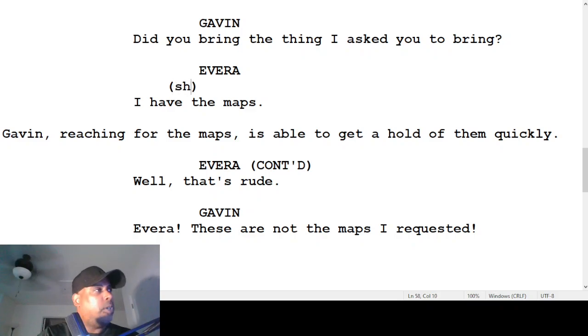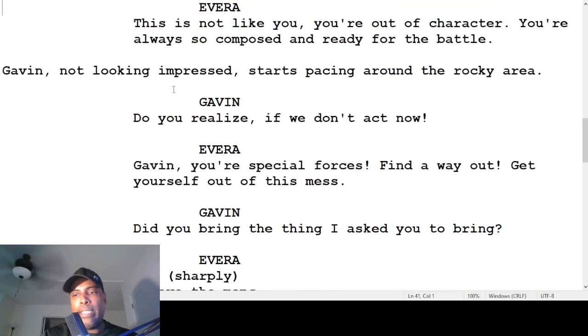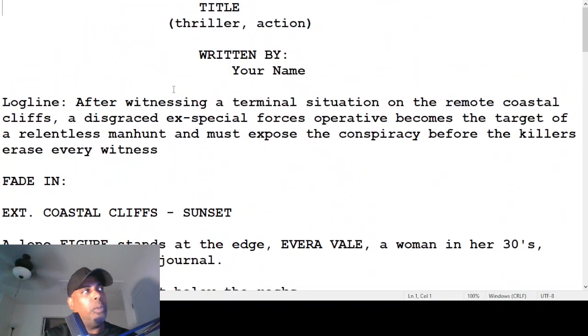And I'll find a term for that. All right, so let's go back to the top here and break things down. We'll finish up module 2 here in a few minutes, getting ready for module 2B, which is us continuing our story here. And so we're on the coastal cliffs.